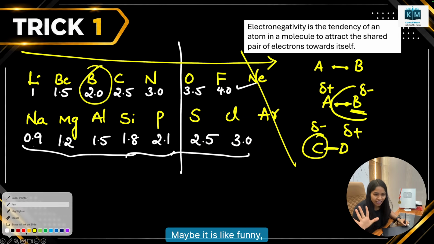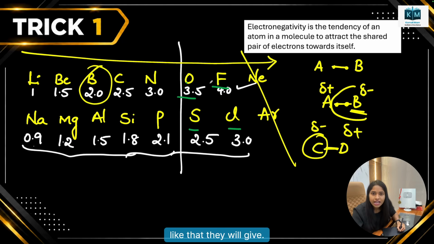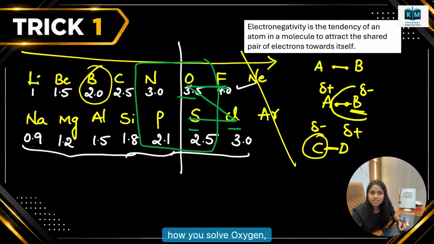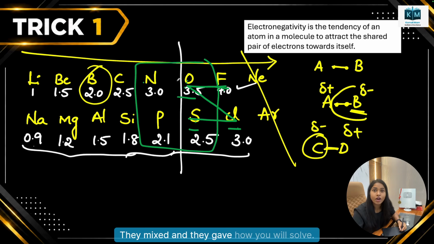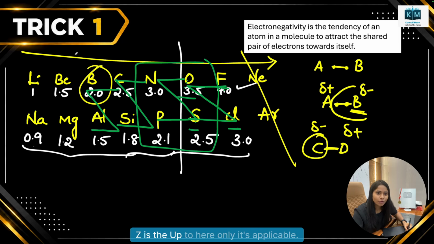Another simple trick I want to tell you. Maybe it is funny, but just observe it. Sometimes they will give a mixture, a combination. I'm going to give you a test yourself question: fluorine, oxygen, chlorine, sulfur, like that they'll give. See the trick, like an inverted Z is the order. If they give oxygen, nitrogen, phosphorus, sulfur mixed, how will you solve? The inverted Z is the trick, and up to here only it's applicable.